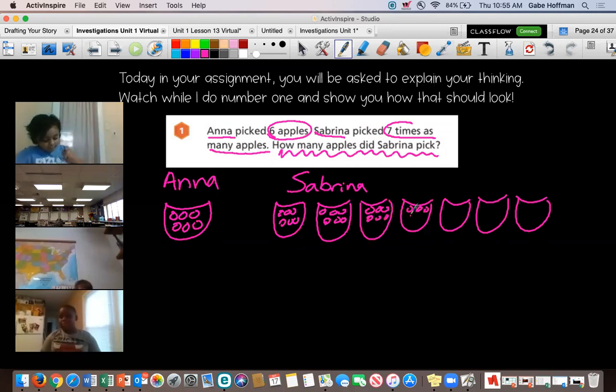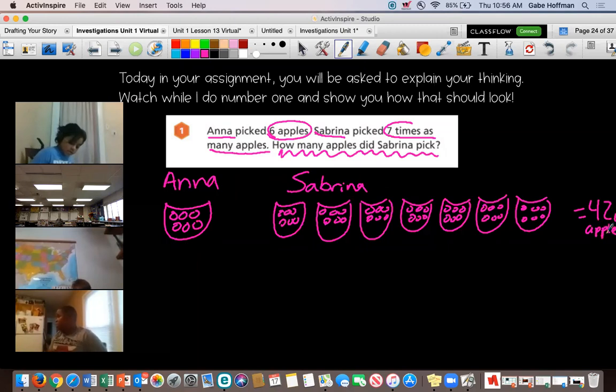And then what I'm going to do to solve this problem is count all of the apples that are in Sabrina's baskets. So I say 1, 2, 3, 4, 5, 6, 7, 8, 9, 10, up to 42. That's 42 apples. I'm putting it below it. I'm not done though. This is not the end.